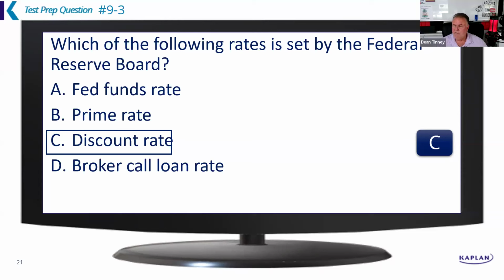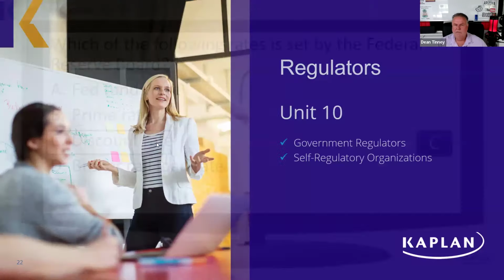Which of these rates is the rate charged by a commercial bank to its best corporate customers? B. There you go. Which of these is used to finance margin accounts at a brokerage? D. D is in dog, right? Broker call. All right, pretty good.